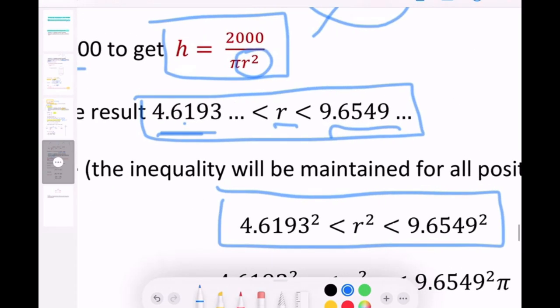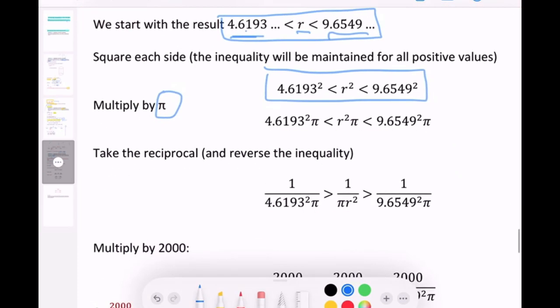Because I have here, as you can see, this is my h. I'm interested in this h. Make sure you remember that I am looking for this h. So in this h I have r squared times pi, and that's why I have to multiply everything by pi. So I multiply here by pi, here by pi, here by pi. Now I have r squared pi.